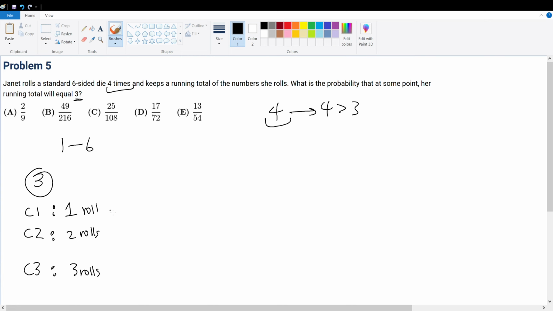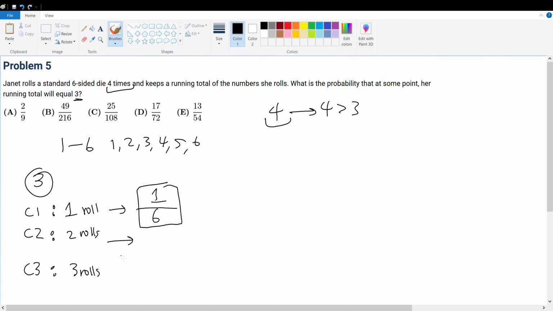Let's start with Case 1, where it took 1 roll to get a total of 3. How many combinations do we have? We have 6, because we have 6 numbers to potentially get: 1, 2, 3, 4, 5, 6. But what is the one desired number? It's 3, which is one of the 6 cases. Therefore, the probability of getting a 3 on the first roll is 1 over 6. So that is our first case.